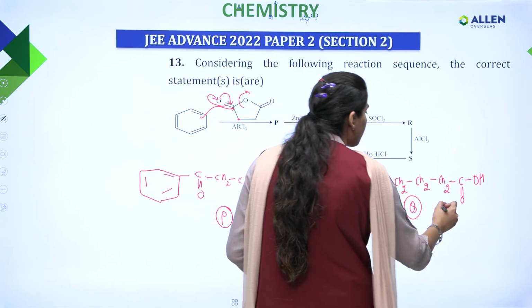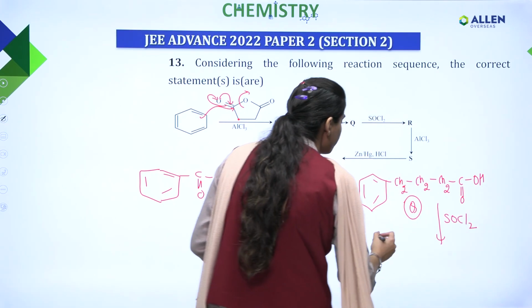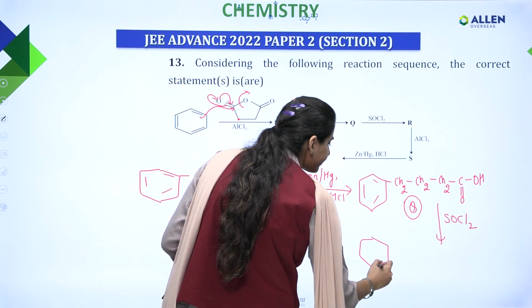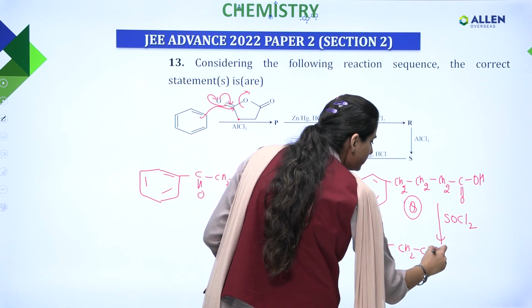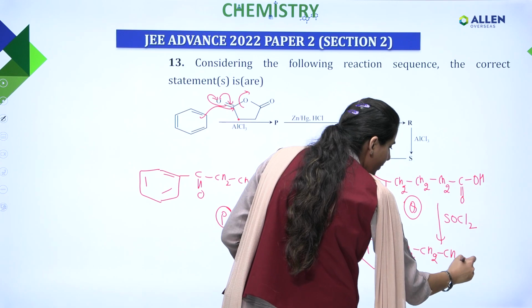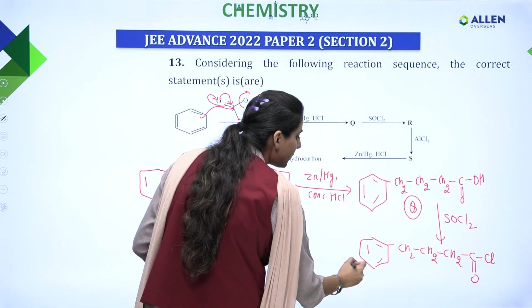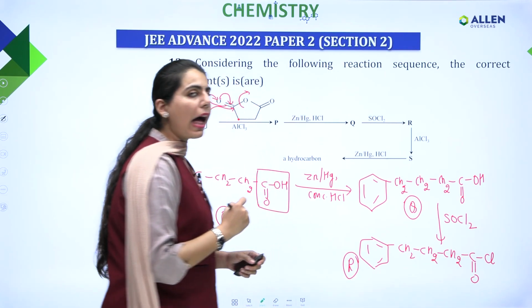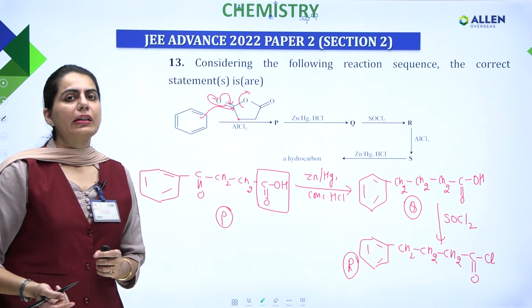So in the next step, we are treating it with SOCl2. So we will be getting benzene, CH2, CH2, CH2, COCl. Now that becomes your R product. After that, we are treating it with AlCl3. Now what will AlCl3 do?